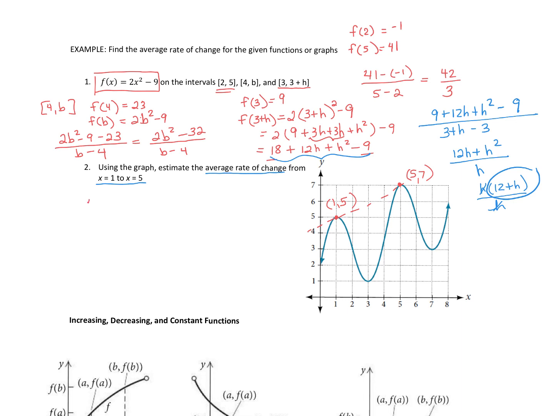So I'll take the difference in the y's, 7 minus 5, over 5 minus 1. So 2 over 4, or 1/2. So what that means really is that if I go up 1 and over 2, up 1 and over 2, like this, I'll land back on that curve from x equals 1 to x equals 5.